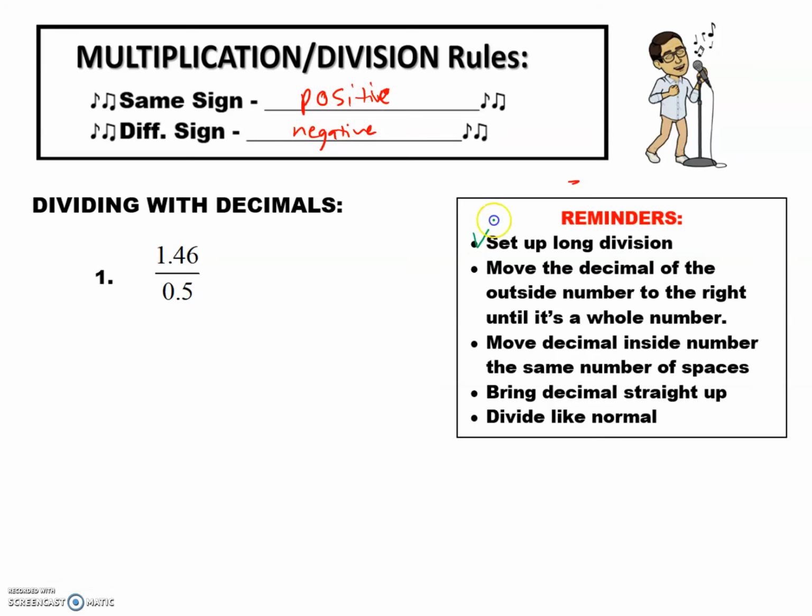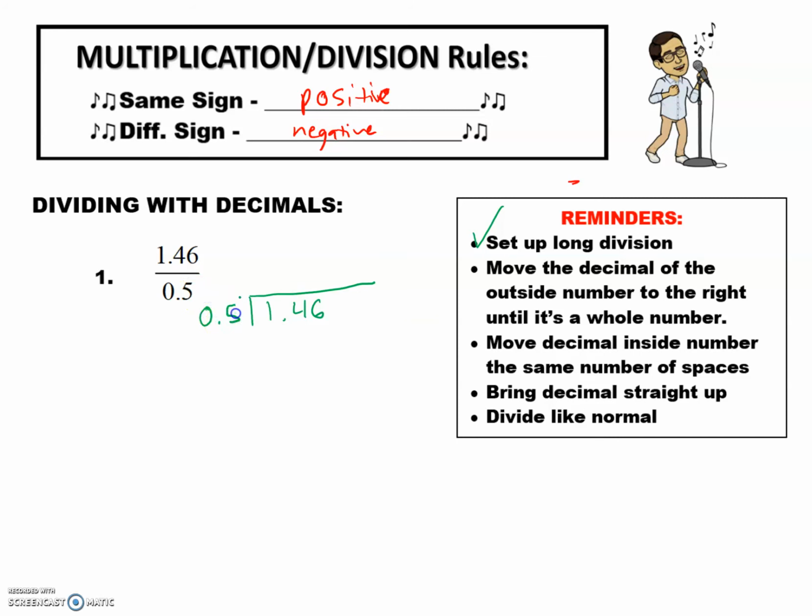Set up long division. So that looks like this. A lot of times students mess this up. The idea is what goes inside the house, that's this part right here, is what you're dividing. So that goes on top. Okay? So that's on the inside, 1.46. And what goes on the outside is the 0.05.